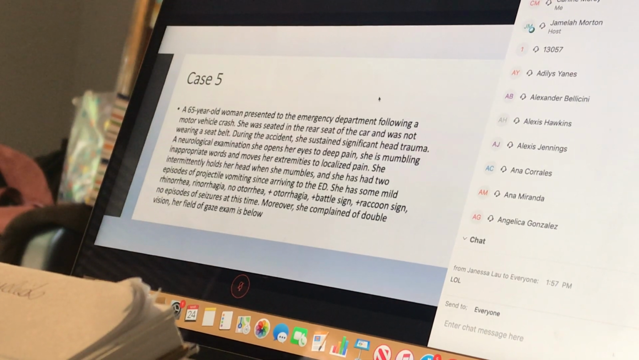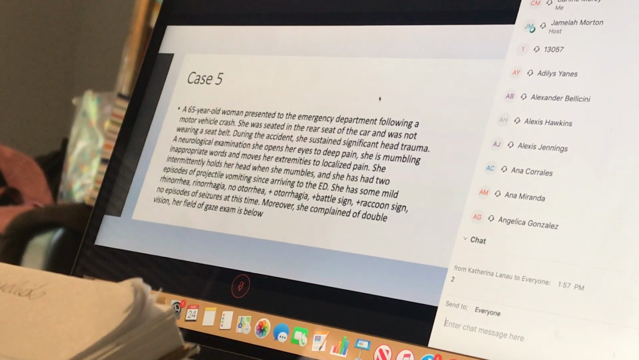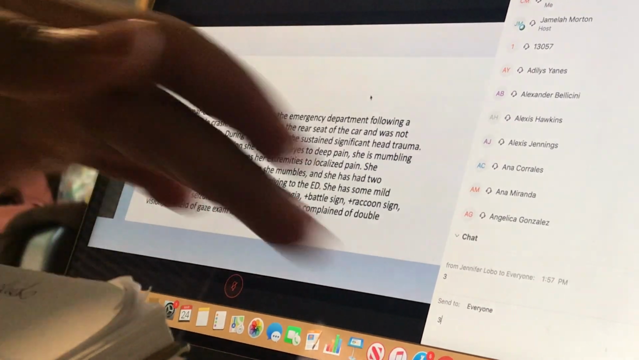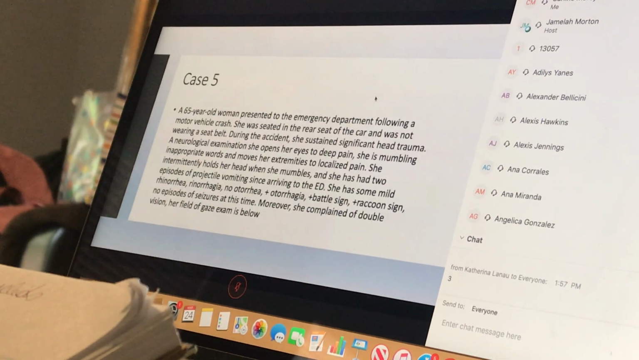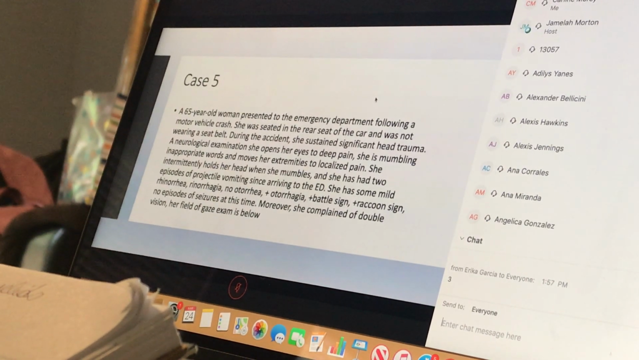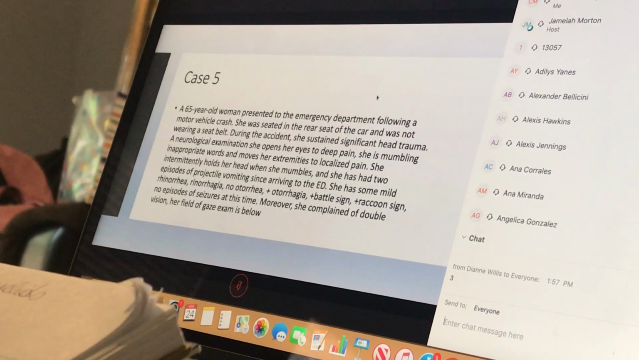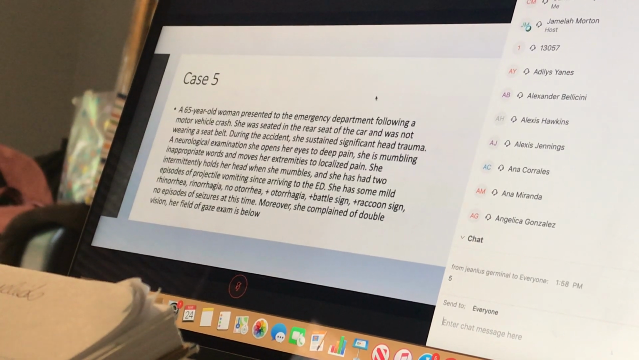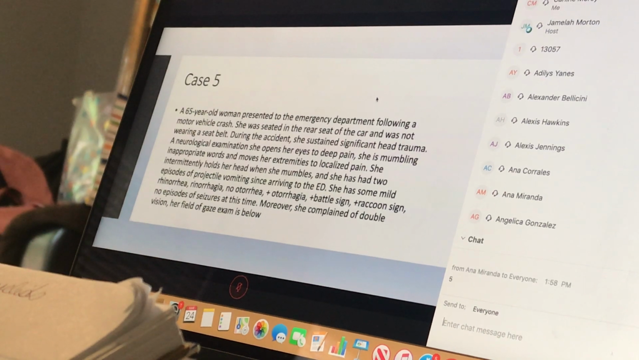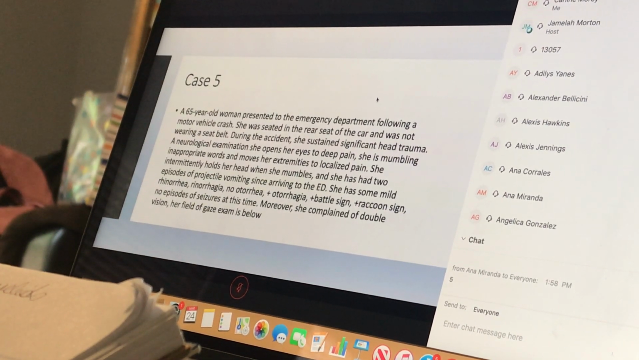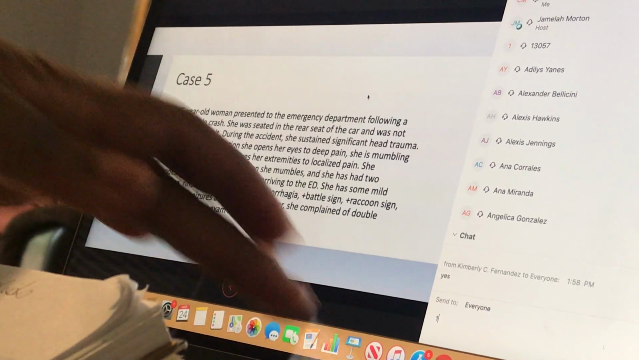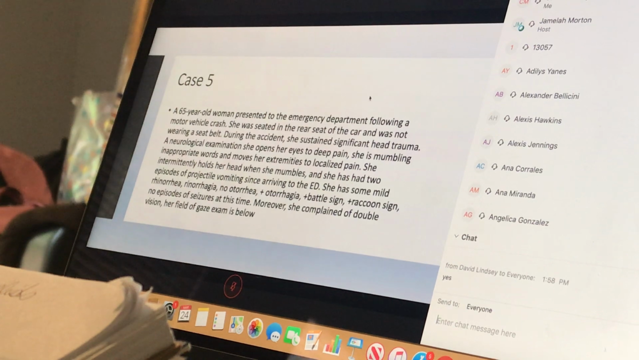She's mumbling inappropriate words. Is what? 3. I'm getting a lot of 3s. Okay. And what was the last part? She moves her extremities to localize pain. That's 5. Okay, so we counted, and she should be a GCS of 10. Correct? Okay. Yes. Everyone's saying yes.